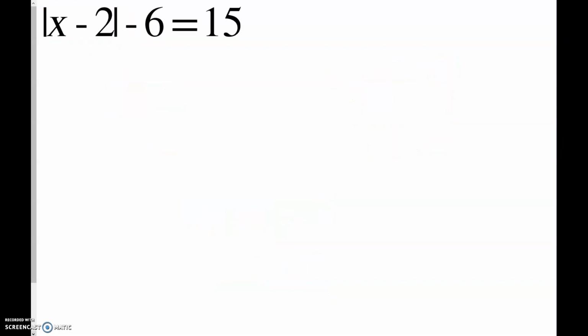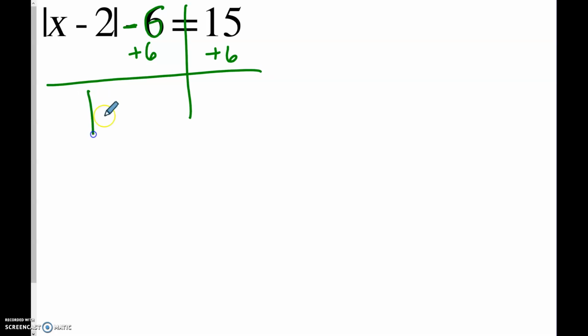All right, next sample problem here. We found out that after we dealt with the numbers on the inside, and this is mainly what we worked on yesterday, if we have a number on this outside, this -6, our job is first to add 6 to both sides of this equal sign so that we end up with the absolute value of x minus 2. Now we canceled this out and we have 0 and then it equals 21.